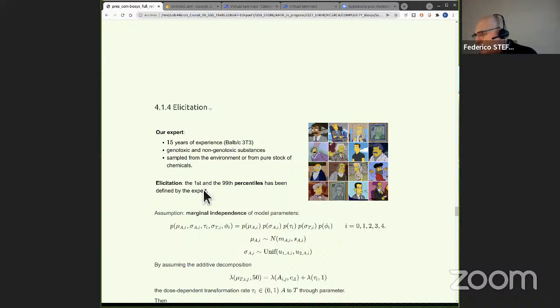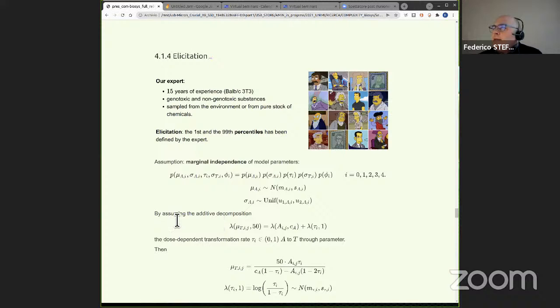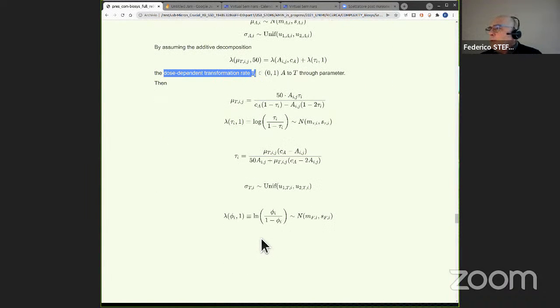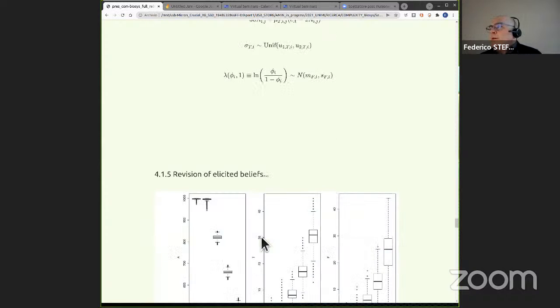Anyway, it is already published. So under the assumption of marginal independence of model parameters and assuming that the additive decomposition of generalized logits holds, mu_T is decomposed as a function of A, T, and tau_I. We introduce the dose-dependent transformation rate tau_I, and then we work with some algebra that now I'm going to skip, and we define the whole model.